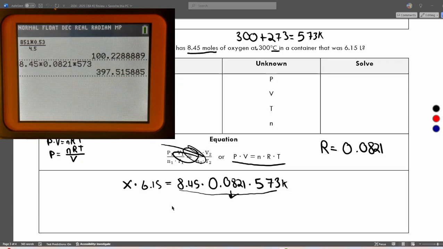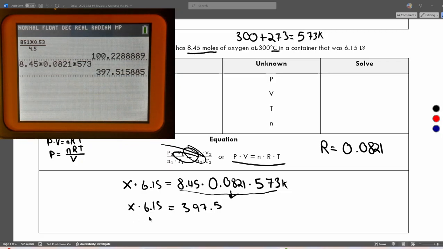This is going to turn into 397, we can round it to 0.5, right? And I'm going to bring these numbers down. So x times 6.15 equals 397.15. Okay, now this has become pretty simple.